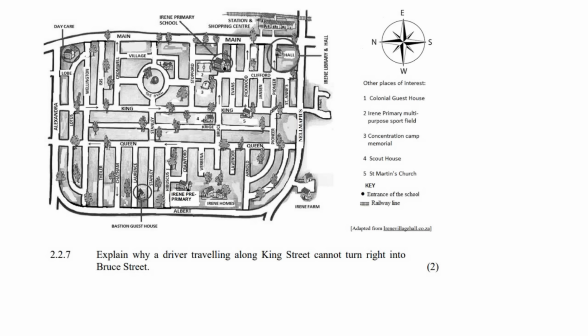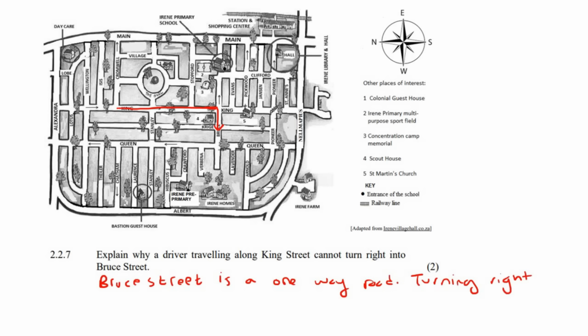This question says, explain why a driver traveling along King Street, which is this one, cannot turn right into Bruce Street. Where's Bruce? Okay, well, here's Bruce Street, and we can see from the arrow that on Bruce Street, you're only allowed to go in that direction. So if a driver's coming along King Street and then they just decide, hey, I'm going to turn right over here, well, then they're going to be going into a one-way road. So we can say Bruce Street is a one-way road. Turning right will cause the driver to be going in the wrong direction.